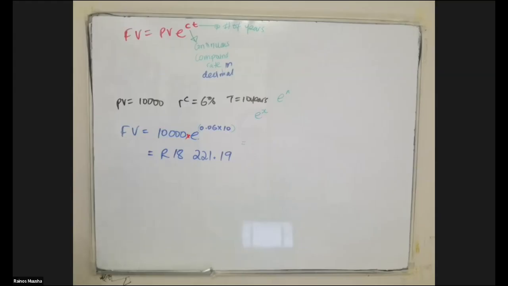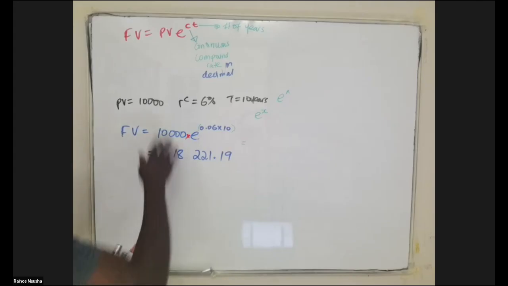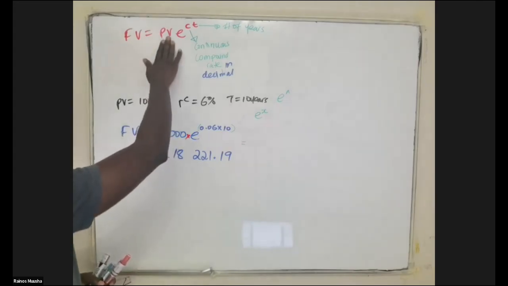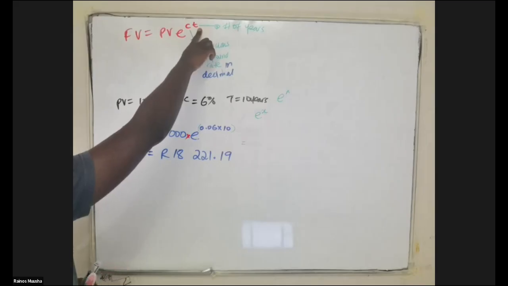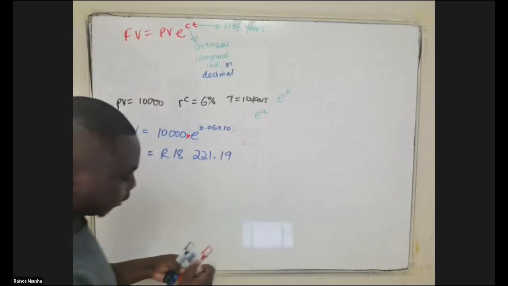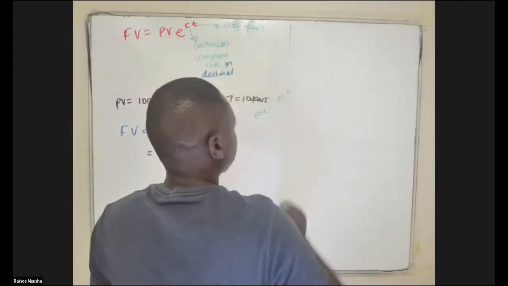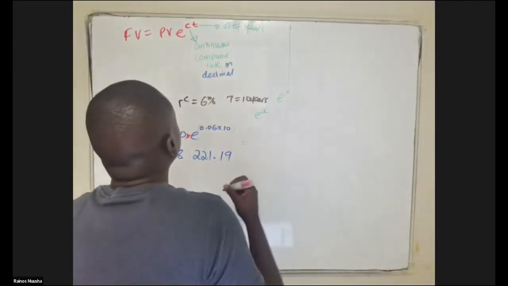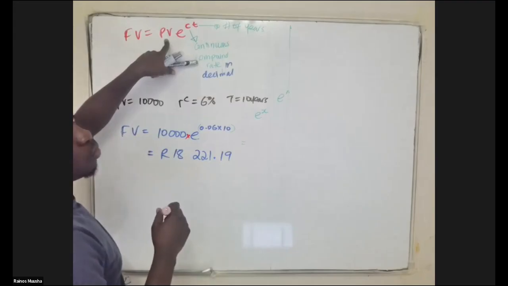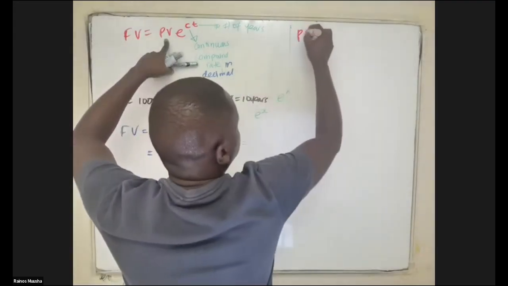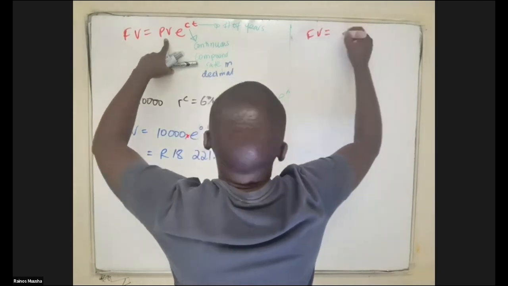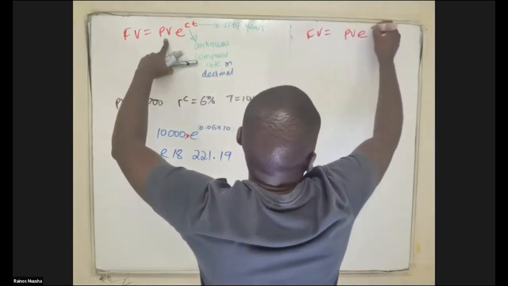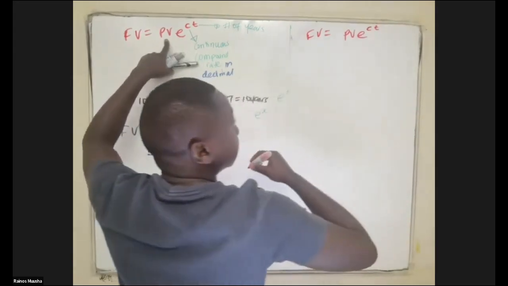Now, you can also be given a situation where we are given the future value, the continuously compounded rate, and the number of years, and you can be asked to find the present value. So what do we know? The future value is given as the present value times the exponent of the continuously compounded rate times t.